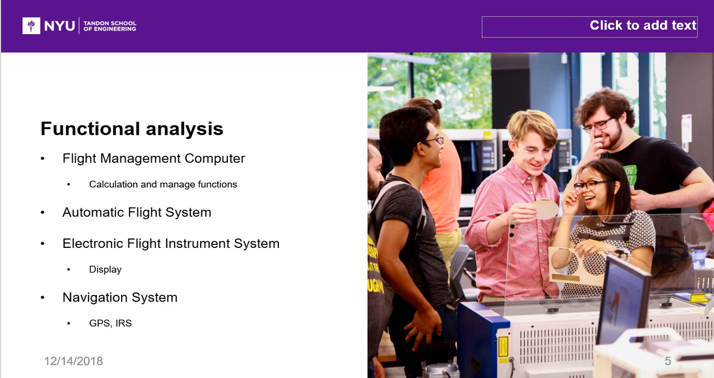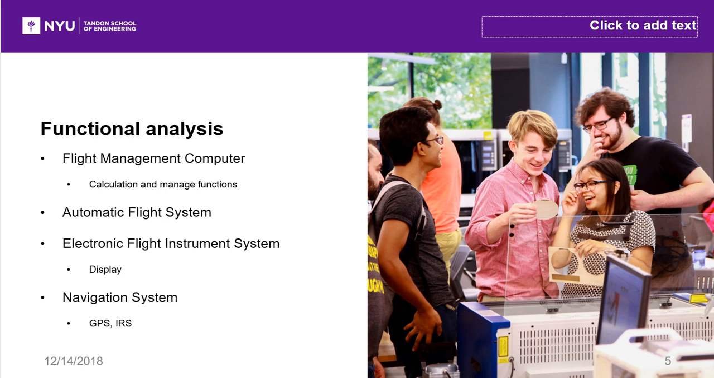The navigation system contains IRS, AHRS, and GPS. GPS gives the system accurate aircraft location, and IRS hands out the original data of the aircraft. The navigation system sends the navigation information to the flight management computer and sends the important database to EFIS for display.